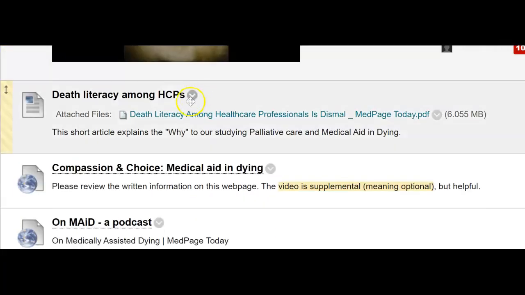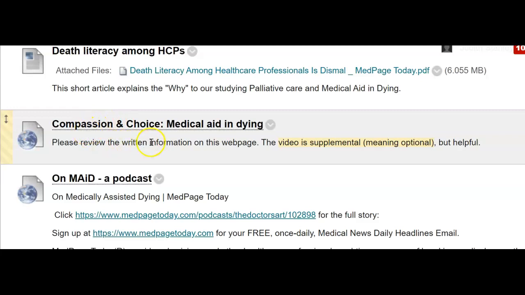So the next article, which is a relatively brief article, really gives us the why are we looking at palliative care and medical aid in dying? Why? Especially if we reside in a state where medical aid in dying is not legal. But this will give us, death literacy, according to the authors, and I would agree, among healthcare professionals is dismal. We need more education.